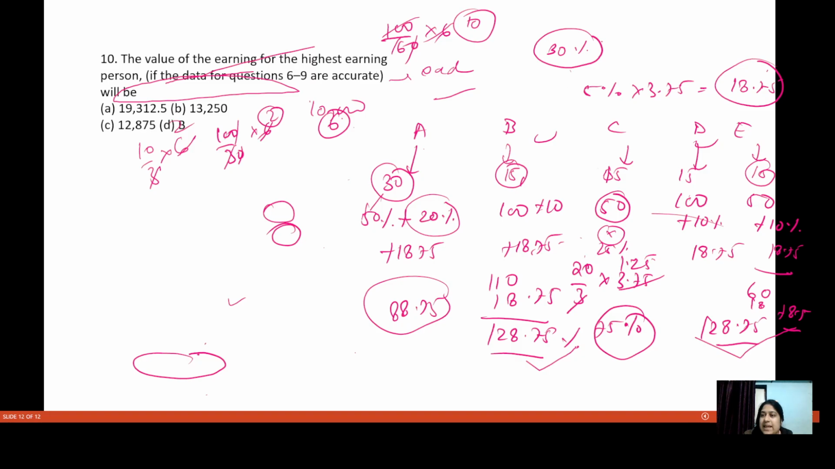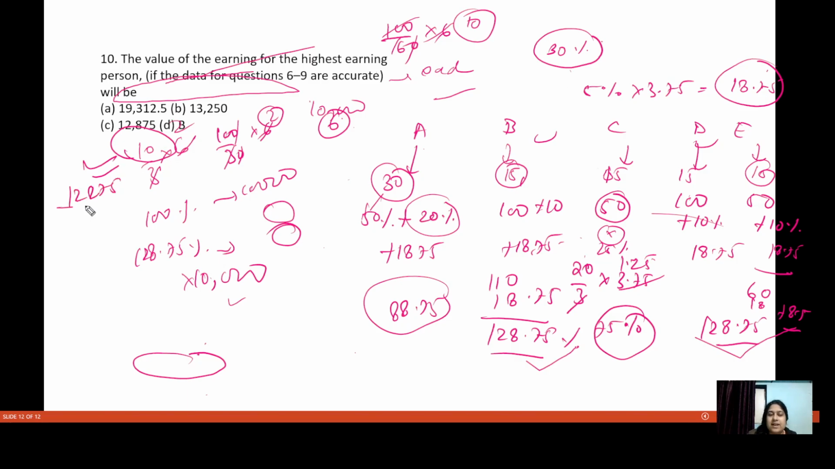Now see, 100% of the work costs 10,000 rupees. So 128.75% of the work will cost how many rupees? Obviously, multiply this into this 10,000. So you will get 12,875 rupees. So this is our answer.